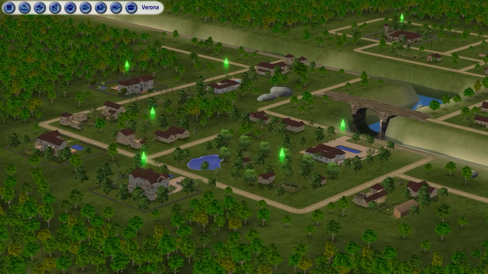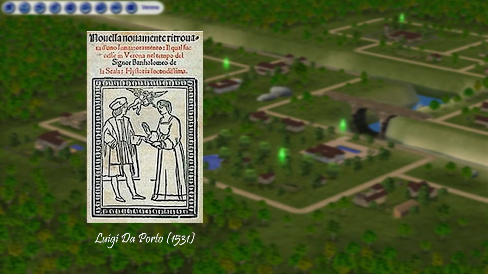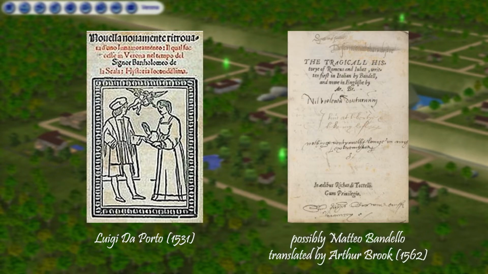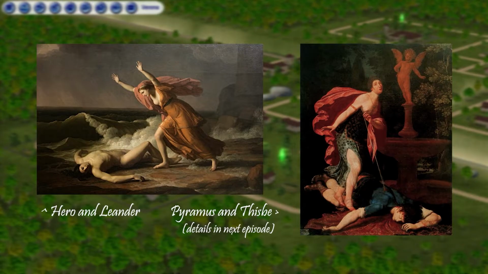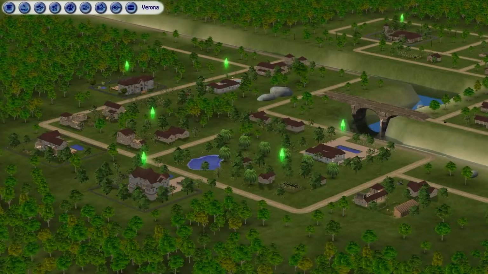The sources that inspired him most directly were Luigi da Porto's newly found story of two noble lovers, as well as another Italian tale that was translated into The Tragical History of Romeo and Juliet by Arthur Brooke. But stories of ill-fated lovers come from a long tradition, dating back at least to ancient Greek myths. And Romeo and Juliet doesn't seem to have lost any of its appeal to this day. It's still played in theaters and it's been adapted in other forms plenty of times, including in The Sims 2.